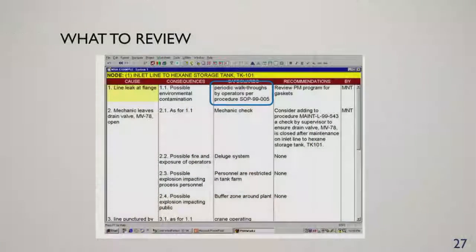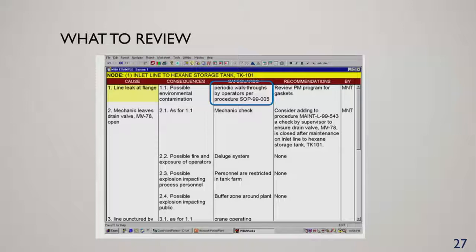So let's go first on what you would review. In this example, I have a page from a HAZOP. When we're at an audit, can you guys see that? No. All right, well, when we're at an audit, we focus mainly on two of the columns, the safeguard column and the recommendation column. As you can see here, this safeguard calls out a specific operating procedure, SOP 99005.